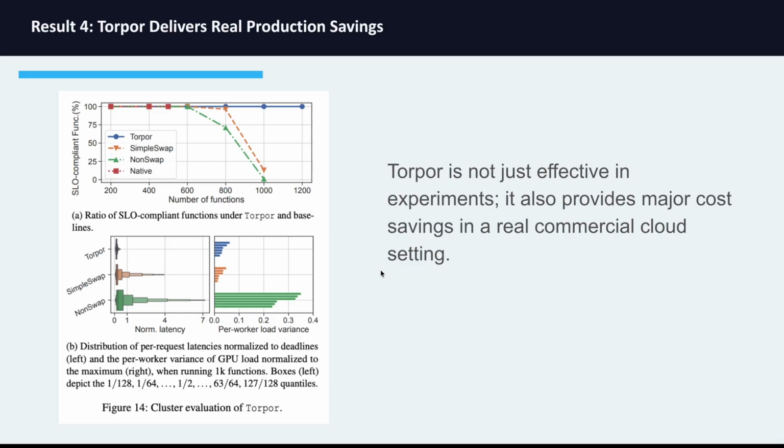And in this graph, you can see at the top that Torpor, the blue line, is the only system that maintains SLO guarantees at large scale. And at the bottom left, you can see that Torpor provides consistent and predictable latency. And on the right, Torpor achieves better load balancing across the cluster. So Torpor is not just effective in experiments, it also provides major cost savings in real commercial cloud settings.